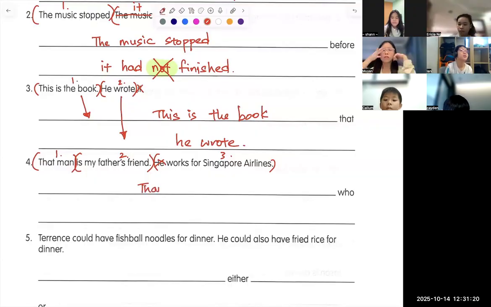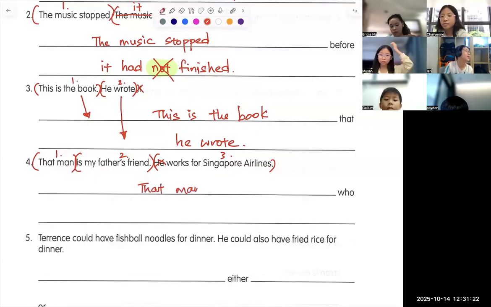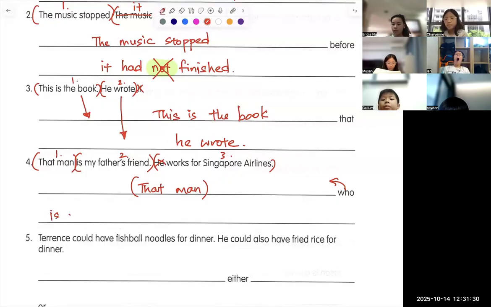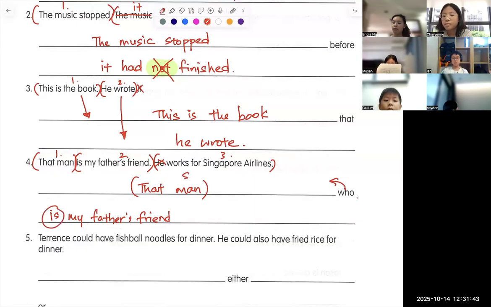Okay, thank you. So you're going to split it, right? That man, okay? The subject here comes before the word who. So can you see here that man who is my father's friend is splitting up this sentence. Like I was hoping Tammy would say, that man is the subject, comes first. Then can you see after who is the word is? After who is always a verb. Whenever you see the word who, there must always be a verb that comes after the word who.